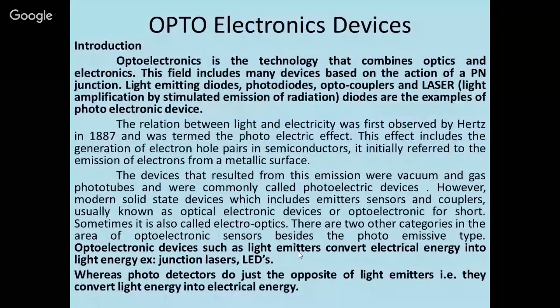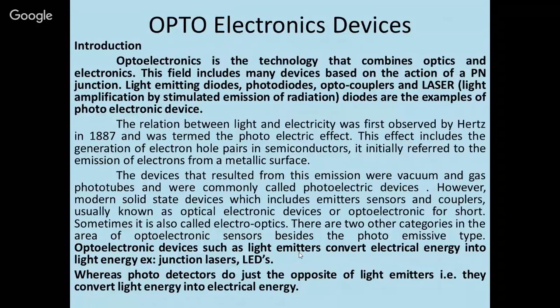This field includes many devices based on the action of the PN junction. All these devices are made of semiconductor material, that is, we are using the PN junction. Using the PN junction, we have different devices, that is light emitting diodes, photodiodes, optocouplers, and LASCR, and laser diodes, that is light amplification by stimulated emission of radiation, which are examples of optoelectronic devices.